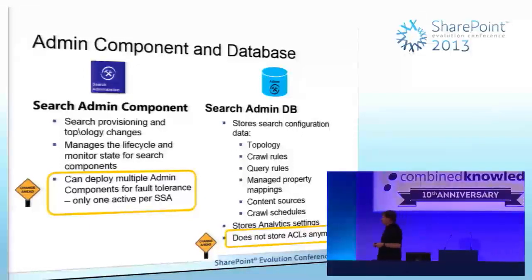One of the changes in 2013 that we didn't have in 2010, you can deploy multiple admin components. And it's recommended that you always deploy multiple admin components for high availability. Reason being, if you lose your admin component, while you can still continue to search, you will no longer be able to index. So your ability to crawl content will fail. Your ability to make changes to the system will fail. So the admin services, while not as critical to the end user experience, as an administrator, it's very critical to your experience because you can't do anything without that guy running.